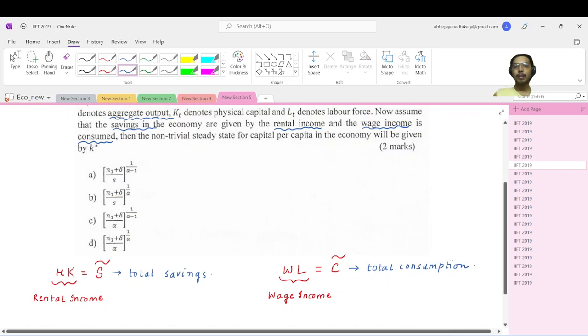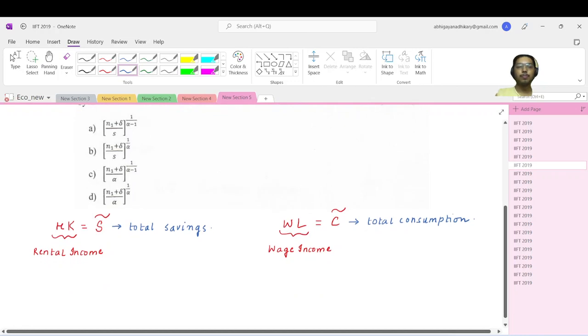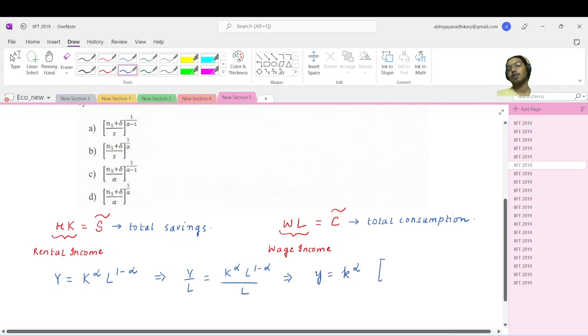Okay, this is what it basically says. So now if you remember, the production function is given as K to the power alpha L to the power 1 minus alpha. So what do we do? To get it in per capita form, we divide both sides by L to the power 1 minus alpha divided by L. So small y is basically small k to the power alpha, where small y equals capital Y by L and small k equals capital K by L. Plain and simple calculation, nothing too different.